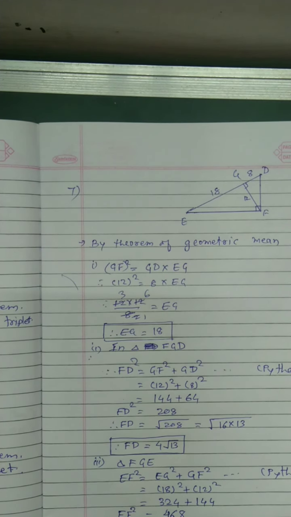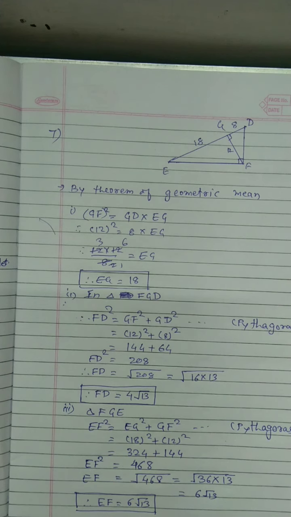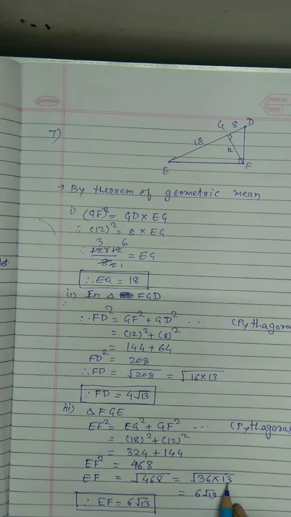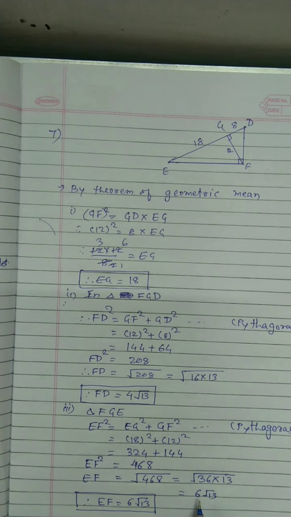Now we take the square root. EF is equal to root 468. Hence we have to simplify this. We get 36 into 13, and hence take this 36 outside the root sign. We get EF is equal to 6 root 13.